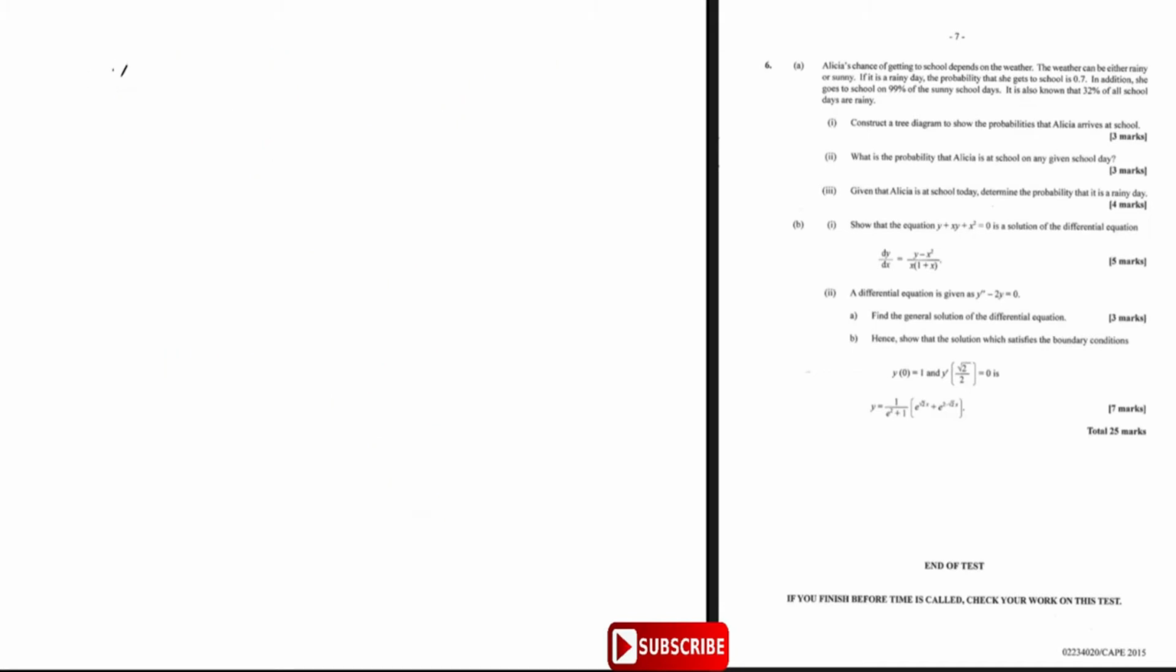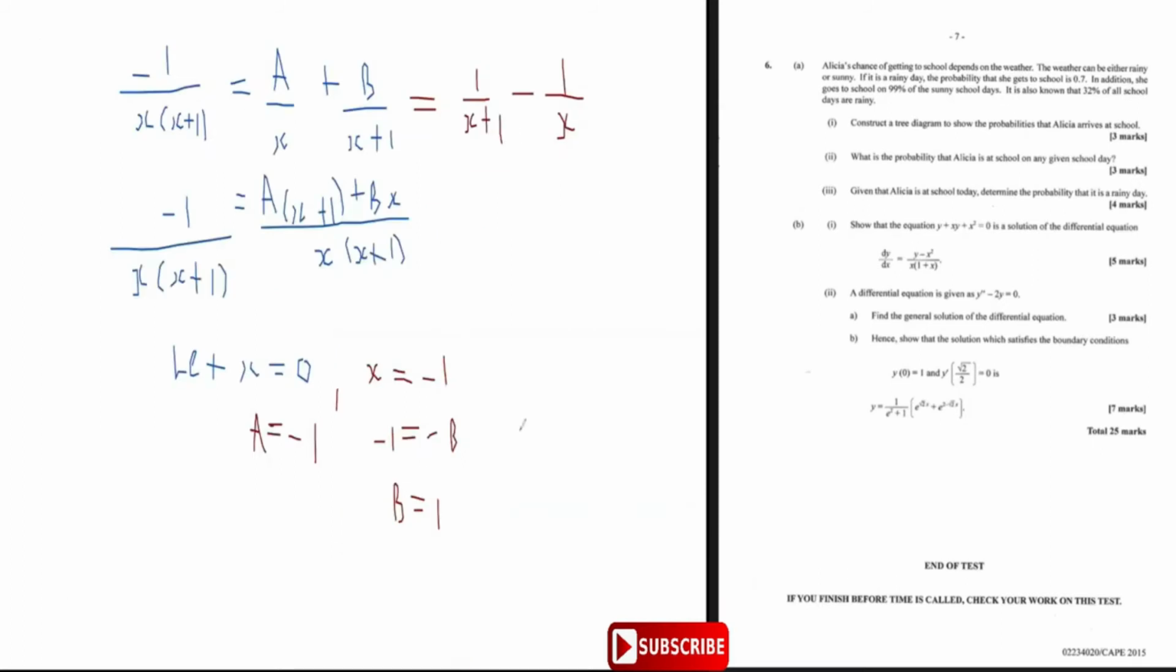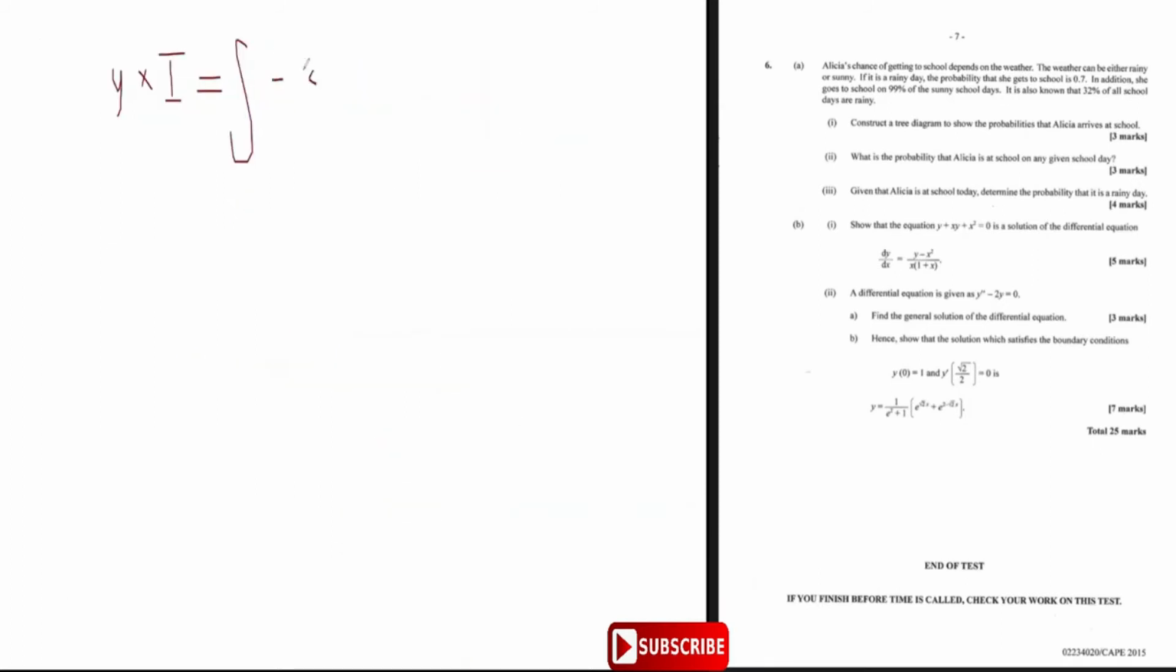So the general solution is going to be y times the integrating factor I, and that's equal to the integral of f of x times the integrating factor I dx. In this case, our f of x was minus x over 1 plus x. So this is equal to the integral of minus x over 1 plus x times our integrating factor I dx.